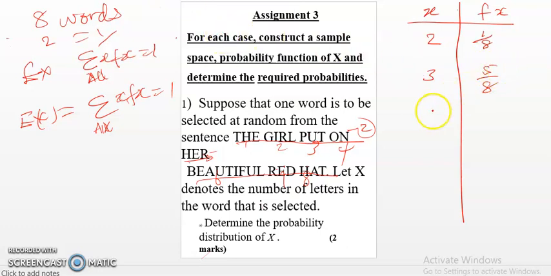This is 5/8. We've got 4. The one that has got 4 is simply 1. That is girl. This will be 1/8. We have 9. Beautiful is 9 letters, and that is 1/8. So this will be our probability distribution table.